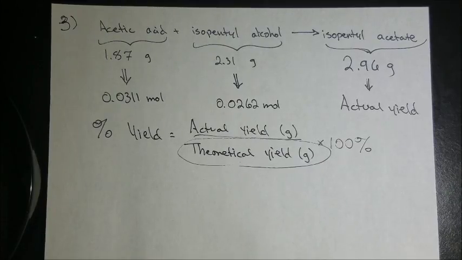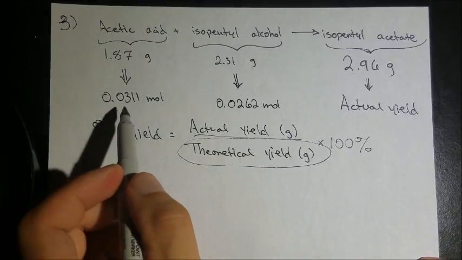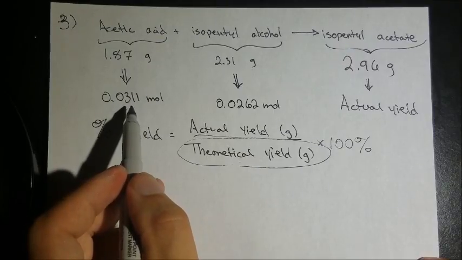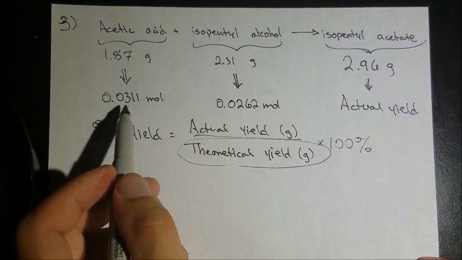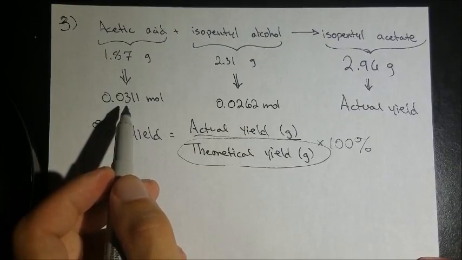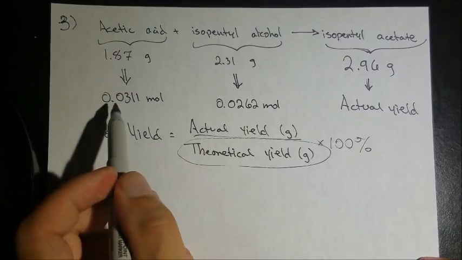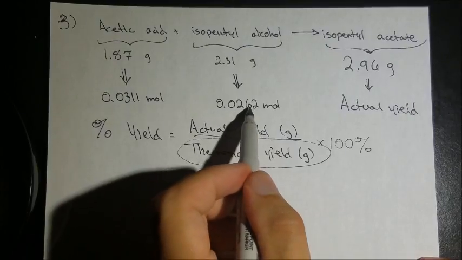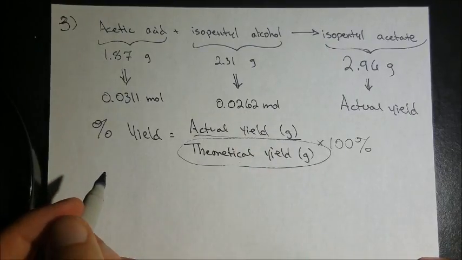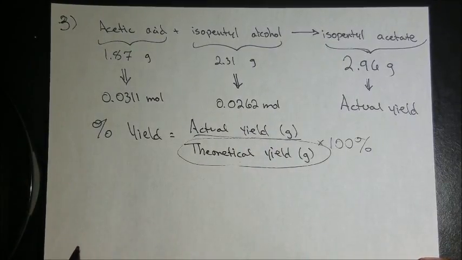And we're going to do this exactly the same way as we've done all of our previous problems. So let's start out with acetic acid, and here I went ahead and converted it into moles already. I just did this from the periodic table. The question gives you the chemical formulas, and so you just look up the atomic masses on the table and you get these moles. So we've got 0.0311 moles of acetic acid and 0.0262 moles of isopentyl alcohol. So from here, we just need to figure out which of these is our limiting reactant.